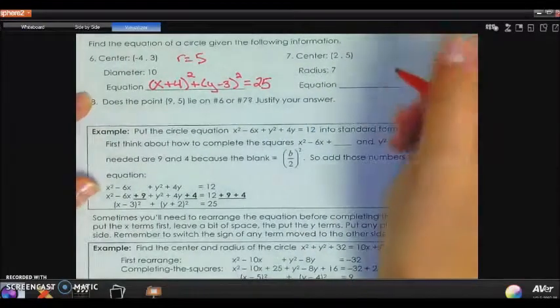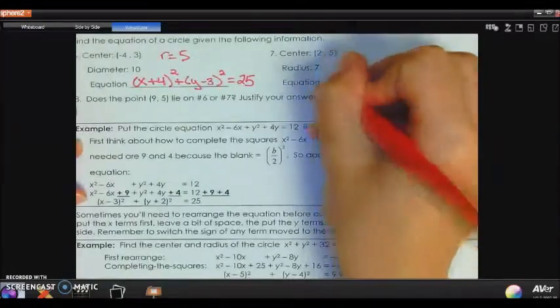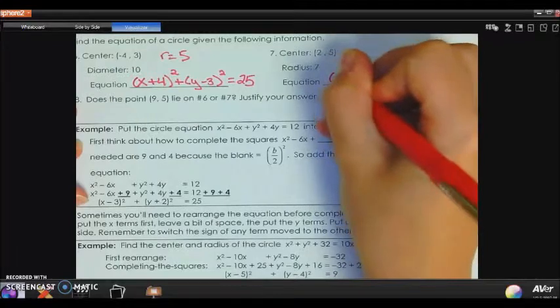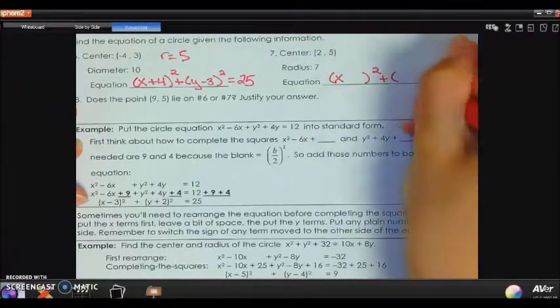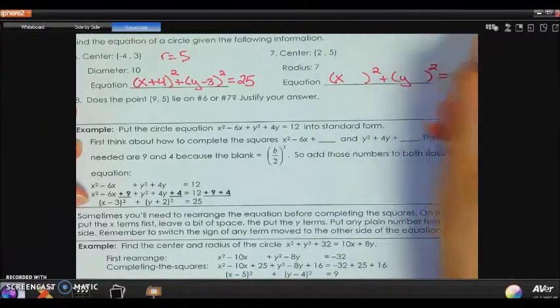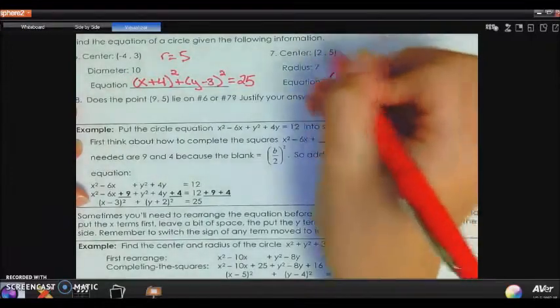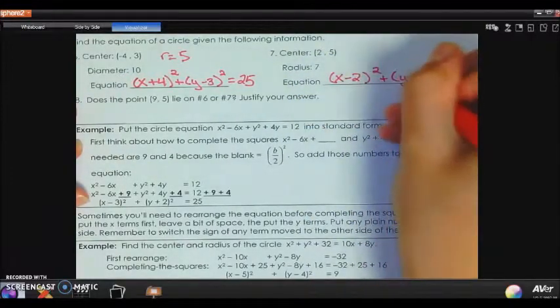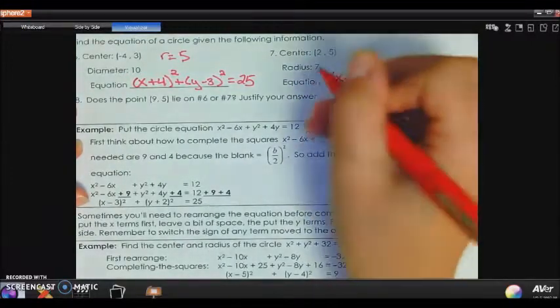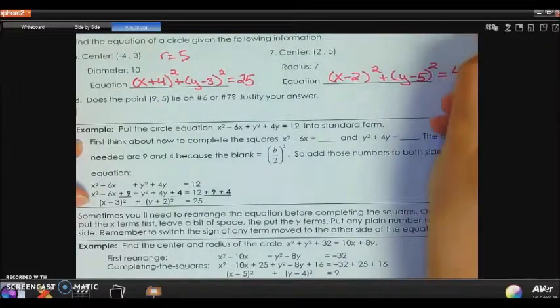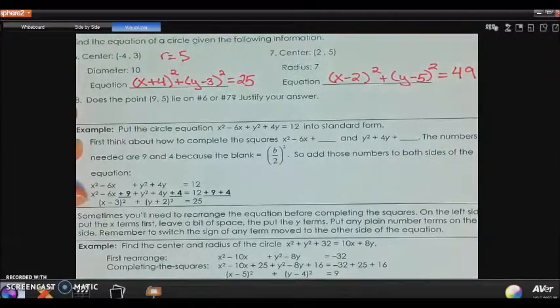All right. And very similarly for this one, again, your equation for a circle, there's going to be an x squared, there's going to be a y quantity squared, and it's going to equal r squared. And then you just drop in the opposites there. So it'll be a minus 2, a minus 5, and you square the radius, so you get a 49 right there. And that's beautiful.